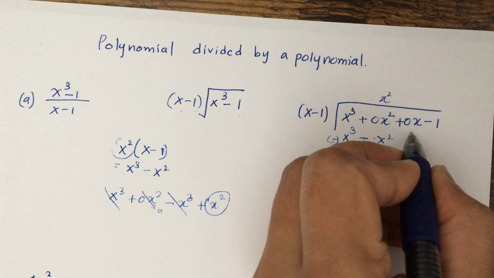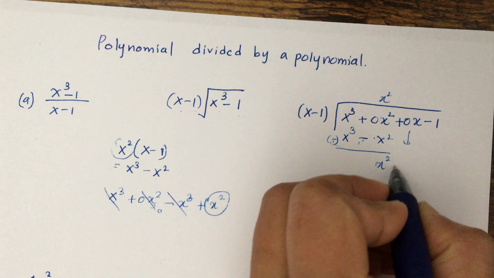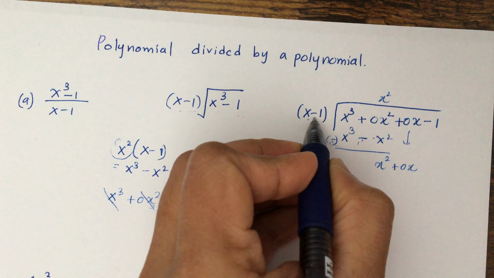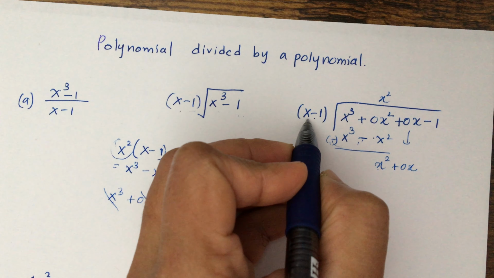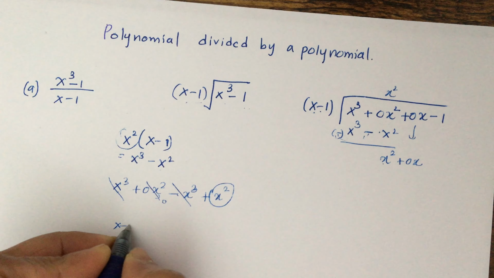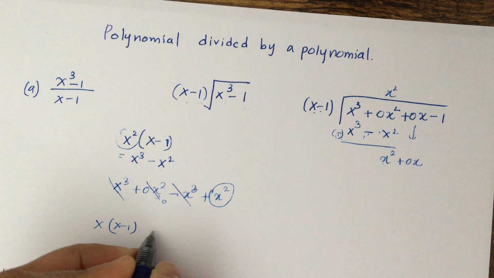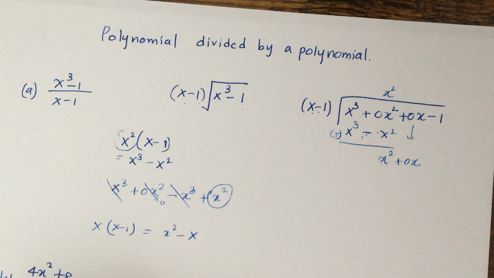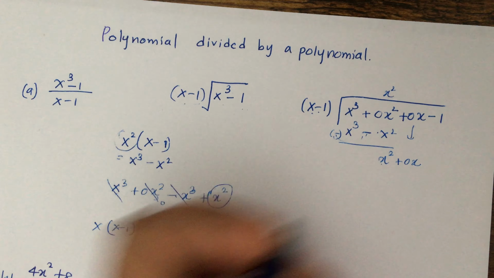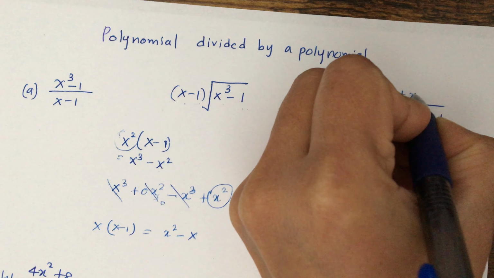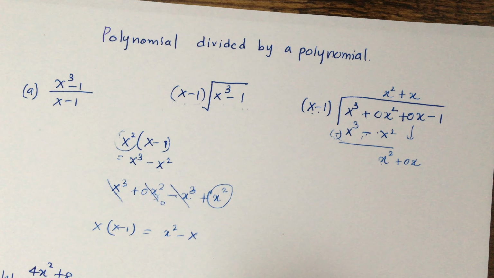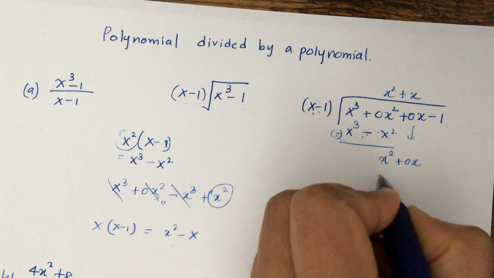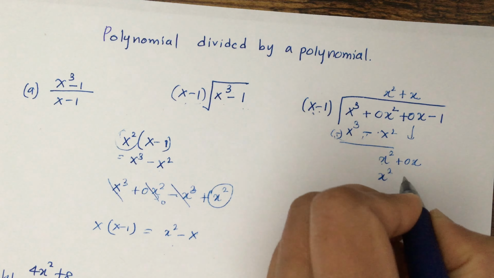And then you are going to take this term, which is 0 times x. Now let's look at x minus 1. How do you get x squared using x minus 1? x minus 1 should multiply by x. Then this gives you x squared minus x, so we can have positive x over here. So x times x minus 1 gives you this one, and you are going to write down x squared minus x like this.